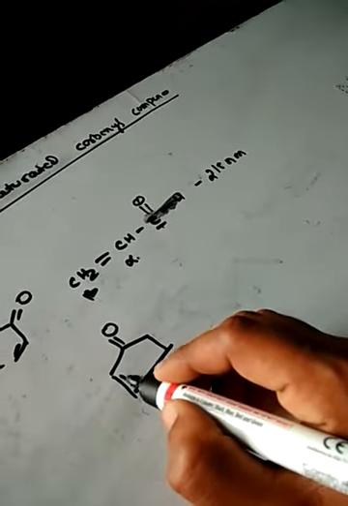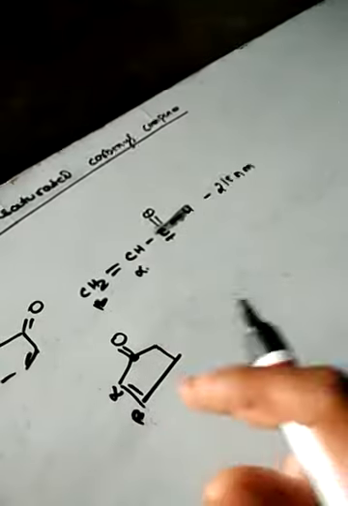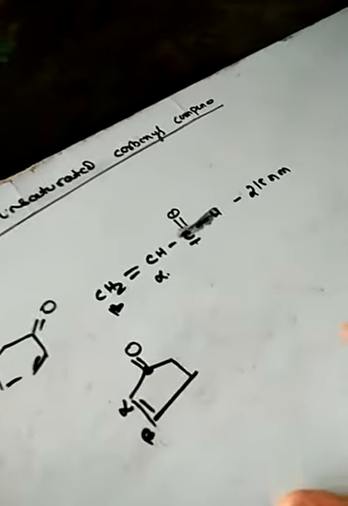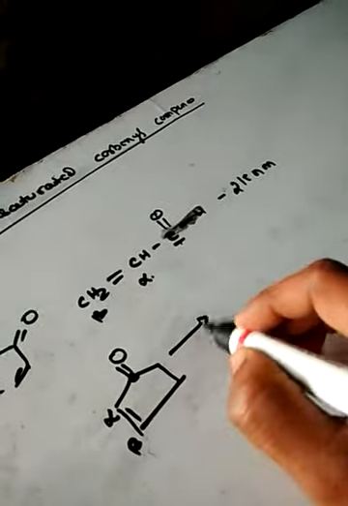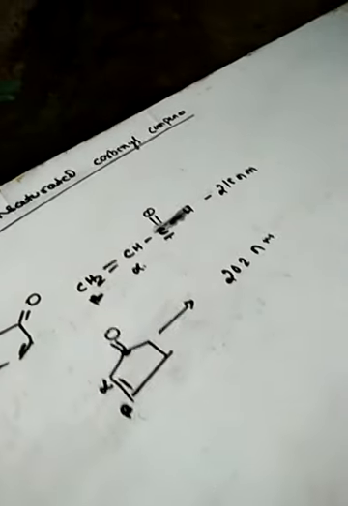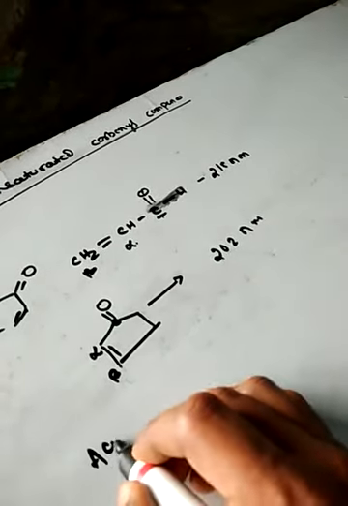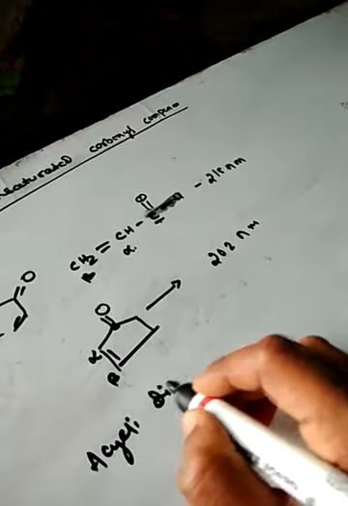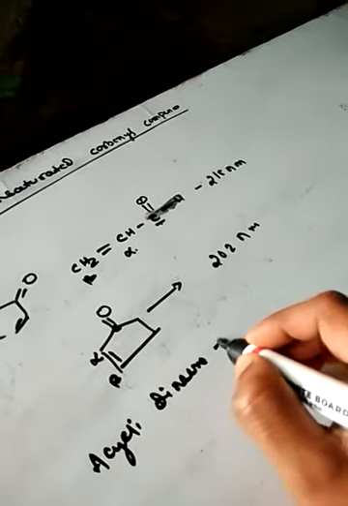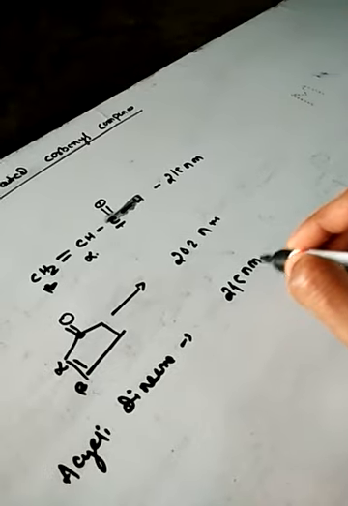In case of five-membered enone, this is our functional group. This is alpha carbon, this is beta carbon, this is alpha beta unsaturated carbonyl compound. In case of a five-membered enone, we have value 202 nanometer. In case of an acyclic dienone, two ketone group, our value became 45 nanometer.